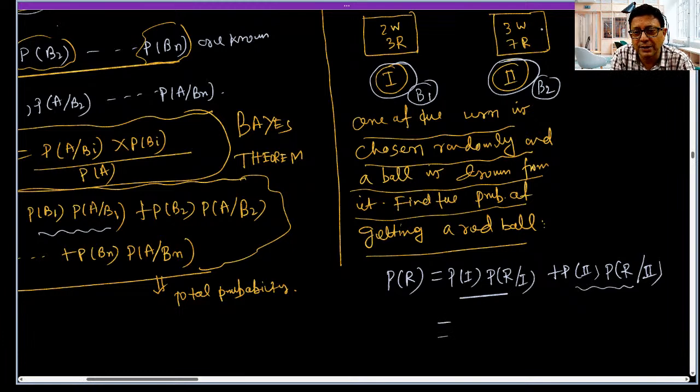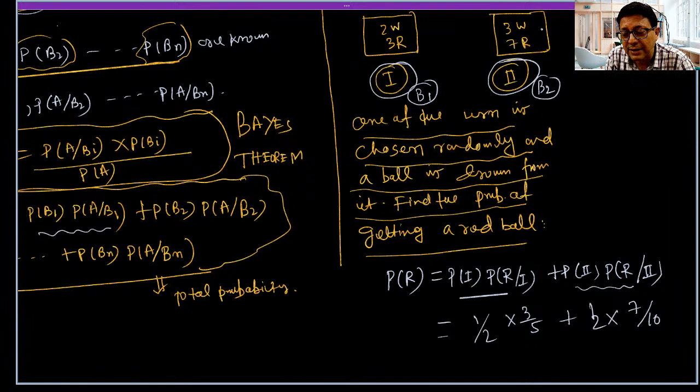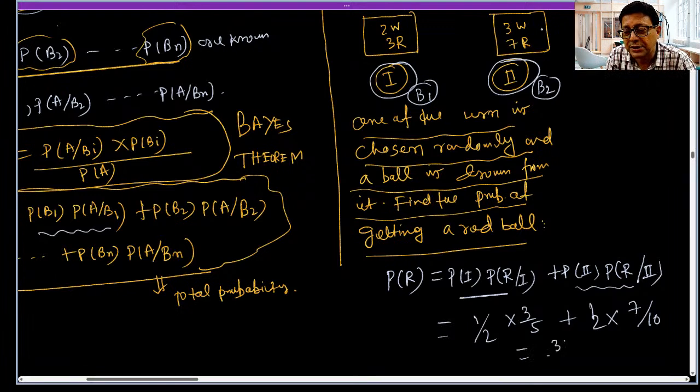Probability of getting urn 1 is half. Out of 2 you are selecting 1. Probability of red from it is 3/5. Probability of this one's selection is half, and here red will be 7/10. The value is 3/10 plus 7/20. Just add these two: 6, 7, this is 13. 13/20 is the answer. Okay, I am changing the sum.